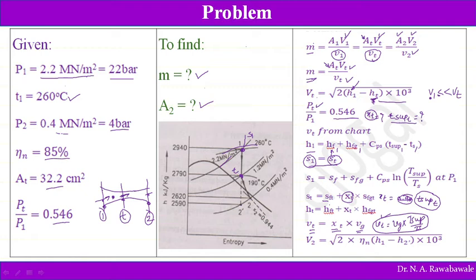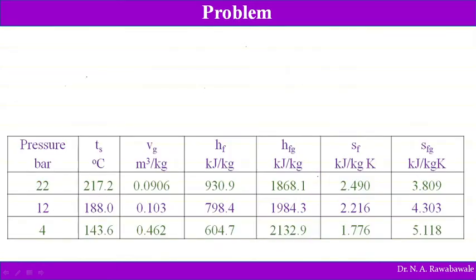The velocity of steam at exit can be obtained by using this equation 2, neglecting the velocity of steam at inlet. So assuming that this is 0, V2 can be obtained. Once we know V2, then small v2 can be calculated. Small v2 and capital V2 are known, mass flow rate is known, so the area of the nozzle at the exit can be determined. So this is the outline of the problem. Now let us start to solve this problem.